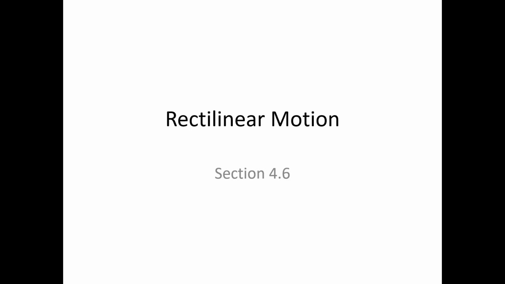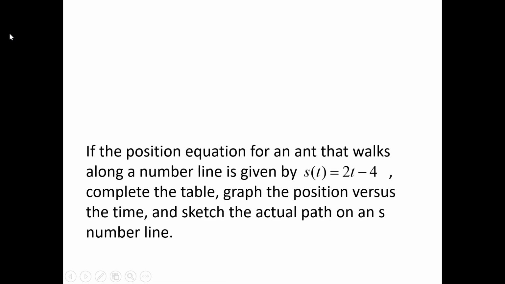Today we will be going over section 4.6 and we're going to be talking about rectilinear motion. That will be motion walking along a line. So if the position equation for an ant that walks along a number line is given by S of t is equal to 2t minus 4, complete the table, graph the position versus the time, and sketch the actual path on an S number line.